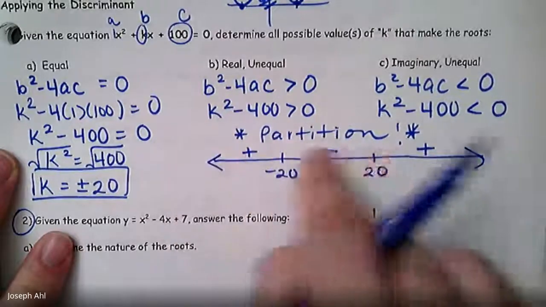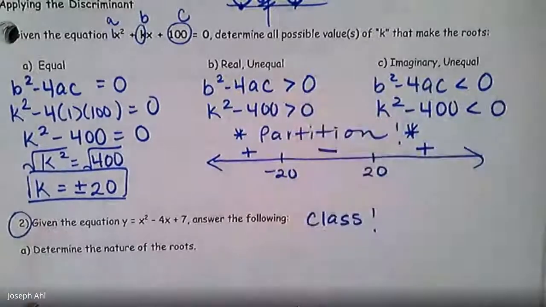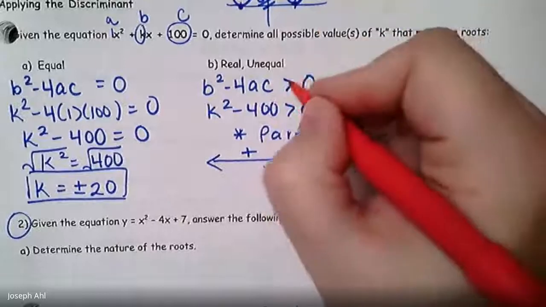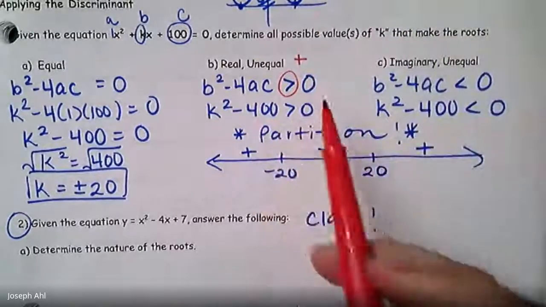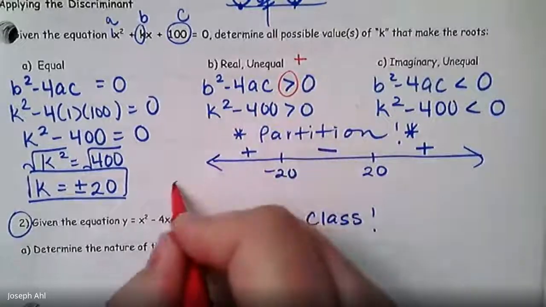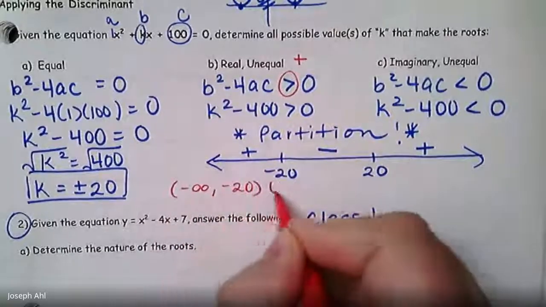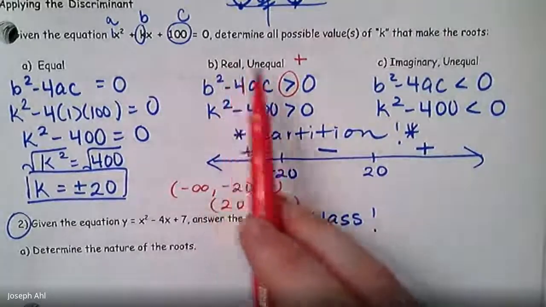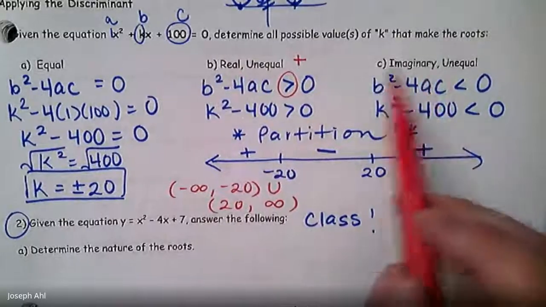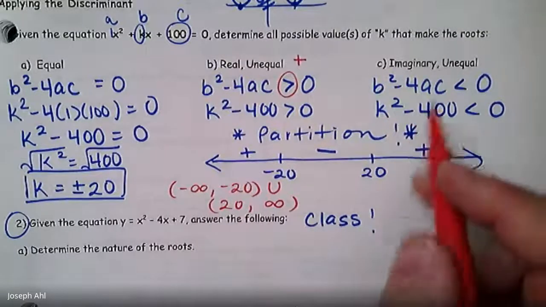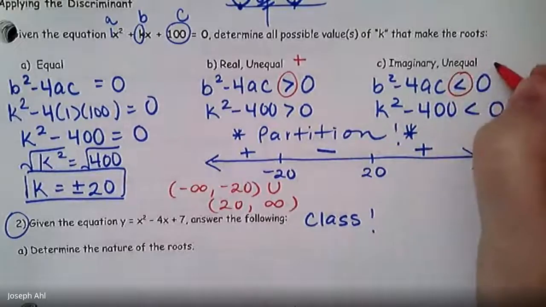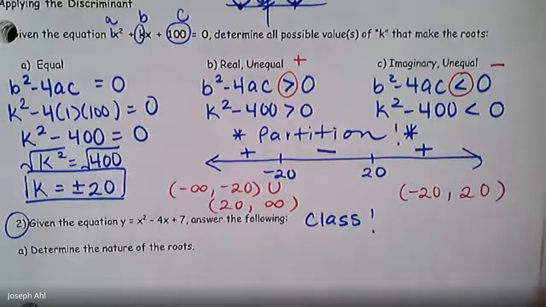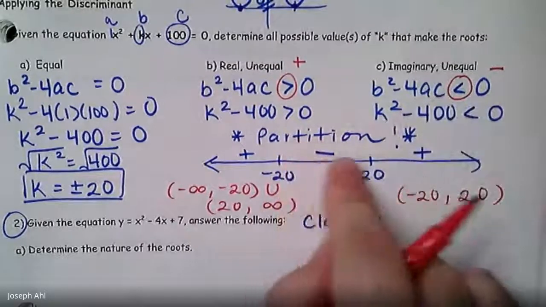So how do I use this? I can actually use this number line to answer both of these questions, can I? So for the inequality on the left side here, we're looking for greater than 0. So here we're looking for positive. If you choose a value for k that's from negative infinity to negative 20, or from 20 to infinity, that's going to make this have real but unequal roots. If on the other hand, you choose a value of k that makes this less than 0, which in this case is negative, any value between negative 20 and positive 20 would make it such that the roots are imaginary.